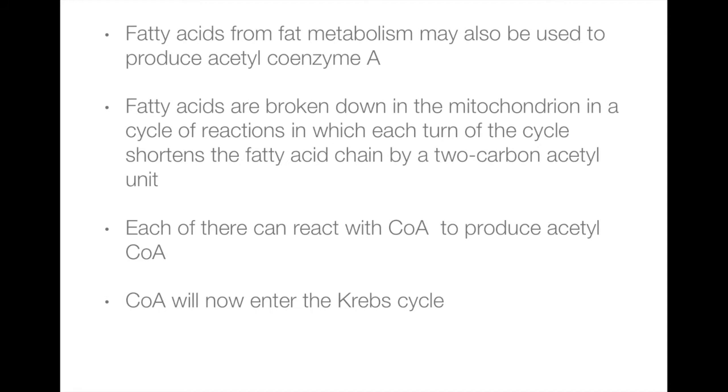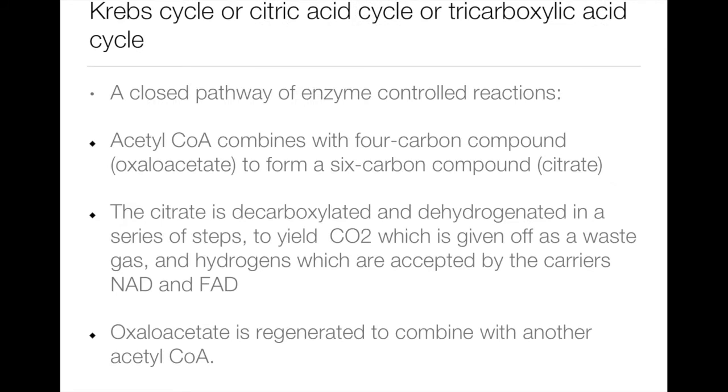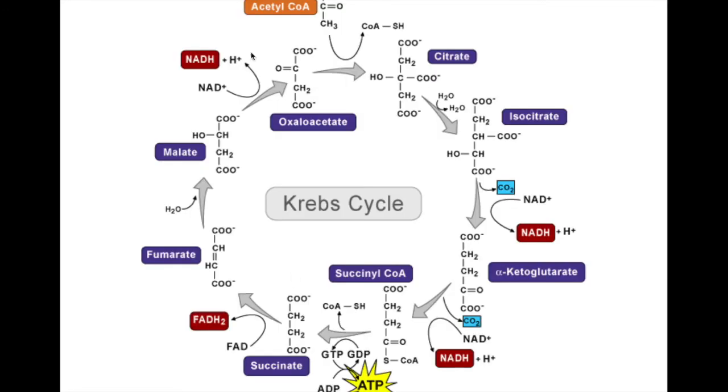So let's get into the Krebs cycle. What is it? It was discovered back in 1937 by Hans Krebs. It's a closed pathway of enzyme-controlled reactions. What happens here? Acetyl CoA combines with a 4-carbon compound, 1, 2, 3, 4, to form a 6-carbon structure, 1, 2, 3, 4, 5, 6. Citrate.